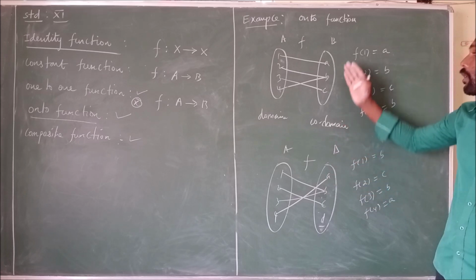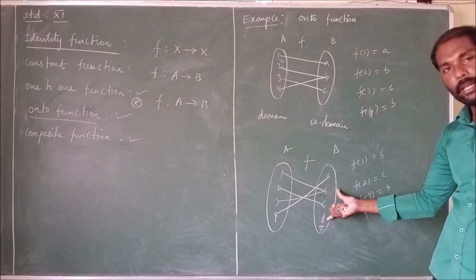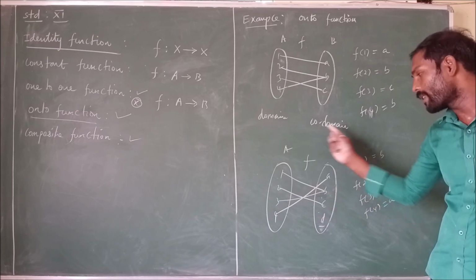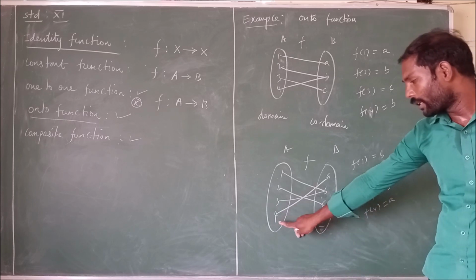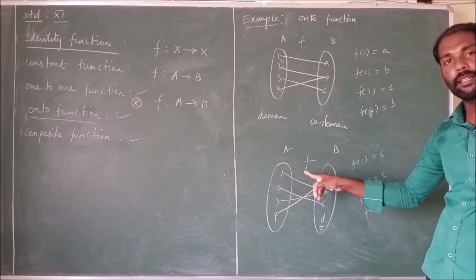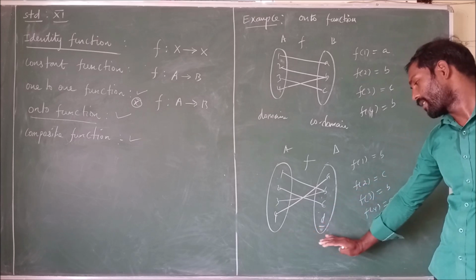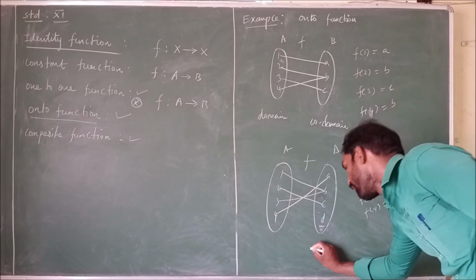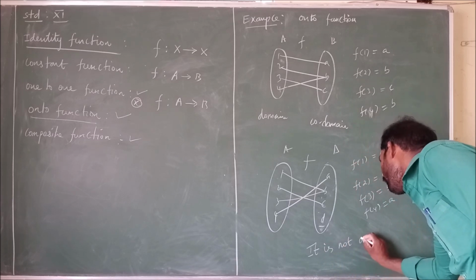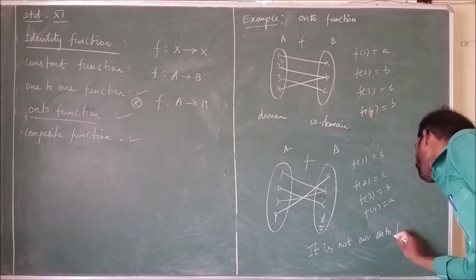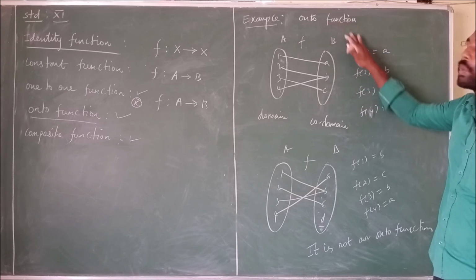So onto function, the basic definition: for every element in the codomain, there exists at least one pre-image in the domain. D has no pre-image in A. Clear that D is not an image of anything in A. It is called not an onto function.